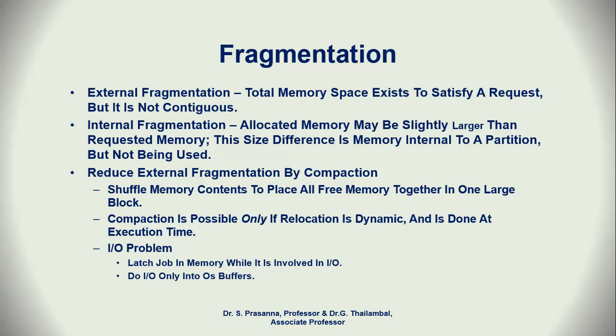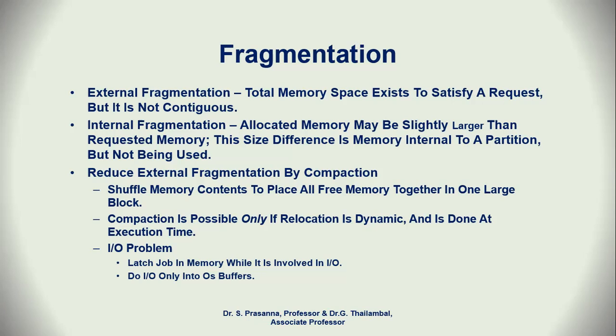And internal fragmentation is when allocated memory may be slightly larger than requested memory. This size difference is memory internal to a partition, but not being used. For example, a 30K process is coming and I'm allocating it to 80K. That is the biggest memory I have allocated. This 50K is called internal fragmentation. So the hole which you create when you are allocating the process tells you whether it is internal fragmentation or external fragmentation.